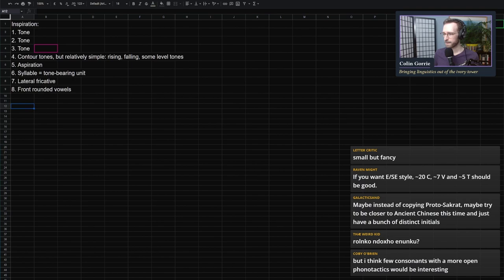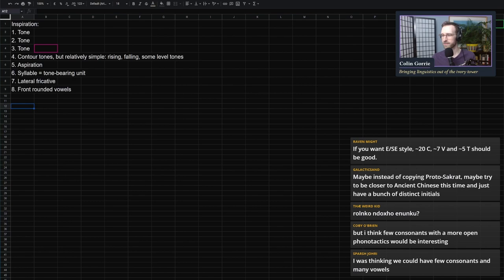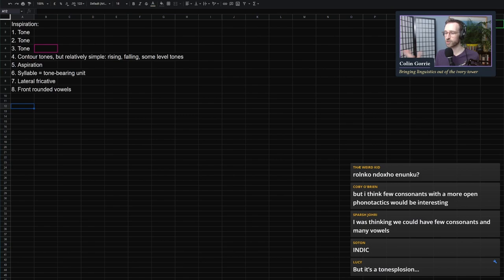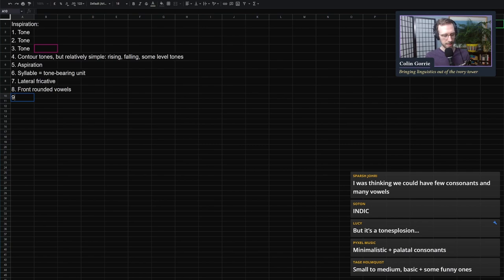Yeah. We've already done a minimalistic consonant inventory a few times. So why don't we do a minimalistic vowel inventory and a profusion of consonants? Sounds good to me. Okay, so let's say minimalistic vowels and lots of consonants.